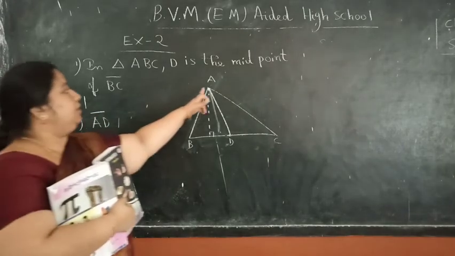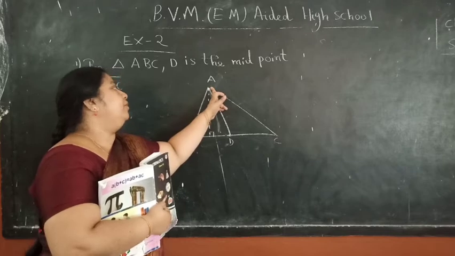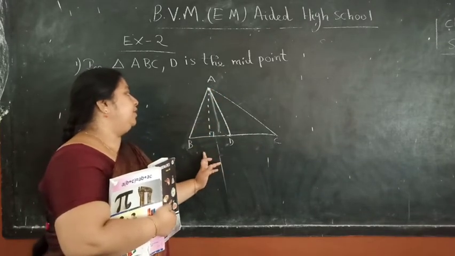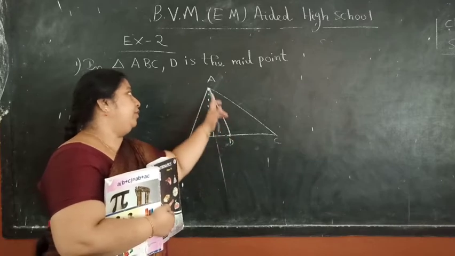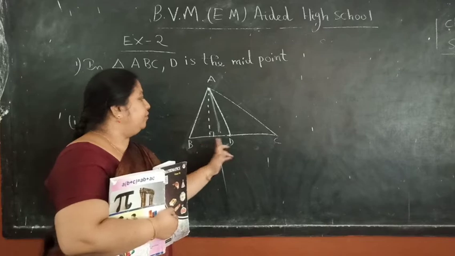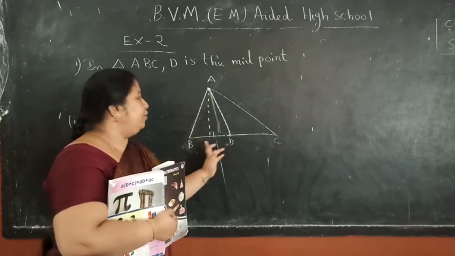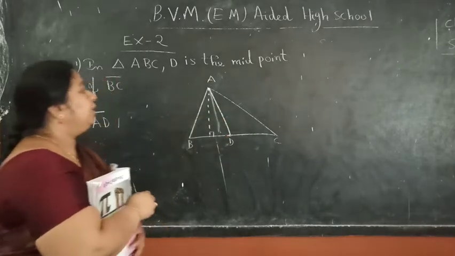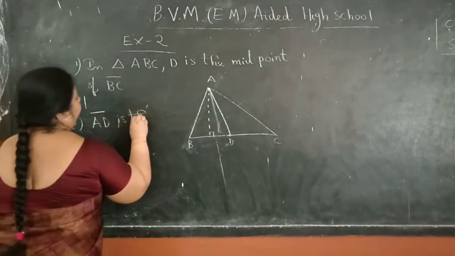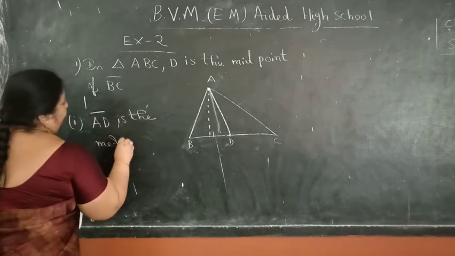From vertex A you draw a line segment to the opposite side BC. D is the midpoint of BC. So AD is what? D is the midpoint of BC, so AD is the median.